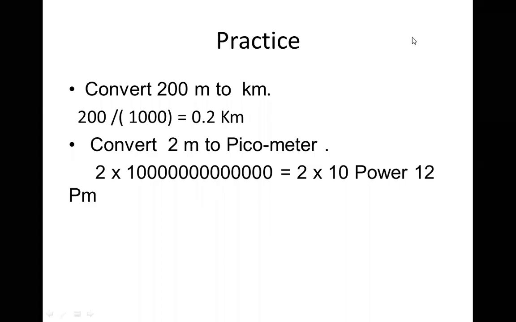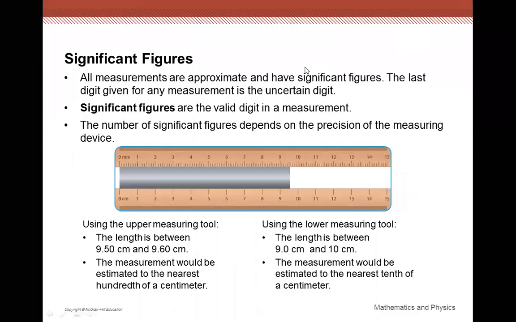In the last lesson, we studied how to convert the SI units and how to change all the units or the base units. Today we are going to learn about a new thing. It's called significant figures. What are significant figures and how do we calculate them? Significant figures are the valid digits in any measurement.